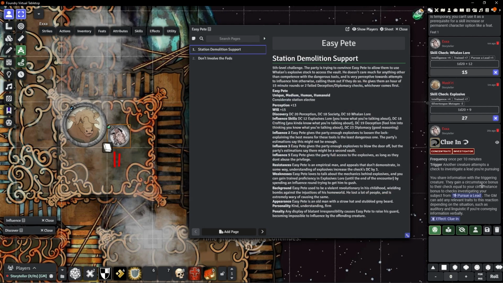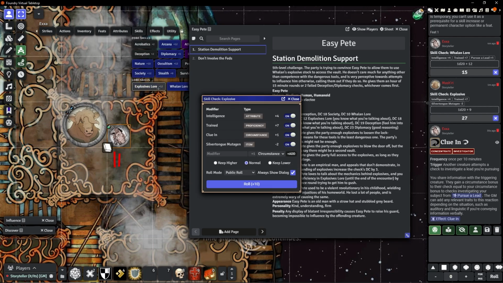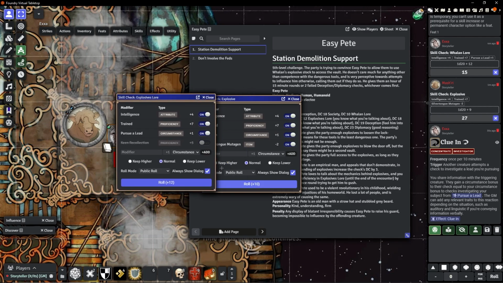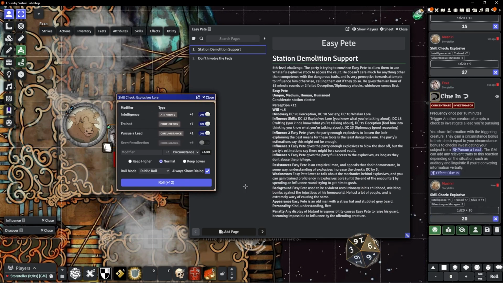You can grant them your bonus from Pursue a Lead. So Exxa is going to be using that on each of these rounds now because it is once per 10 minutes and these are 15-minute rounds. Mashri and Exxa will both make explosives lore checks to attempt to get Easy Pete over to their side.